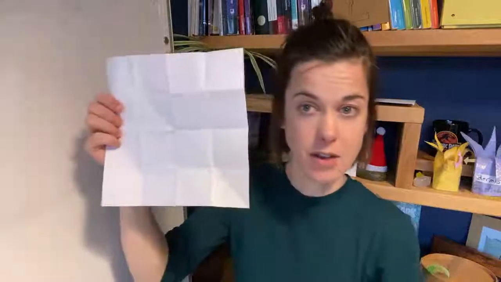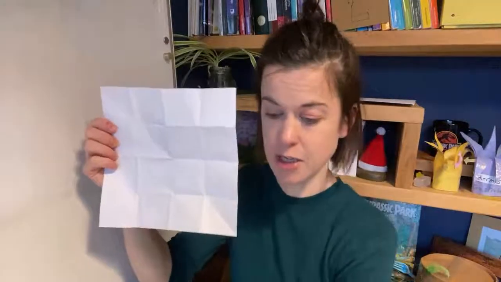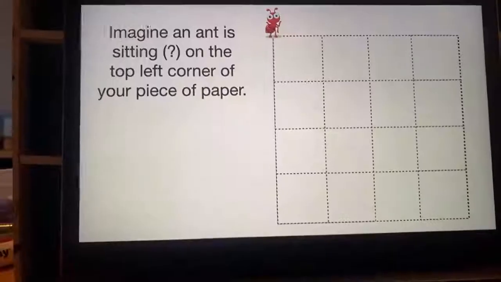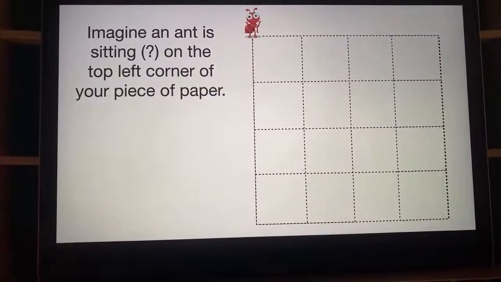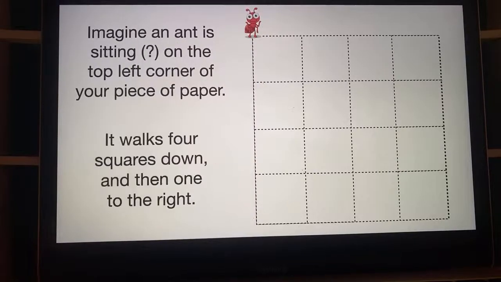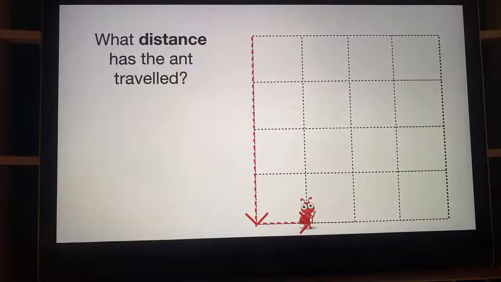Okay, you got a piece of paper like that, right? I need you to use your imaginations now, children. Can you please imagine that an ant is sitting, can ants sit? I don't know, on the top left corner of your piece of paper. Now imagine that your ant walks 4 squares down and 1 square to the right. Whee, bloop. Could you please tell me, you're all with me? An ant was sitting on the top left corner of a piece of paper. It's gone 4 squares down and 1 square to the right.